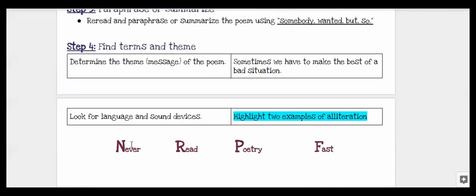So what I want you to remember here is never read poetry fast. NRPF. Use those steps with each poem that we do over the next few class periods.